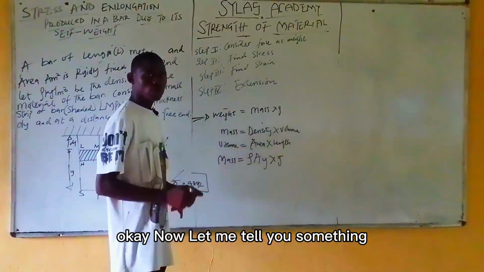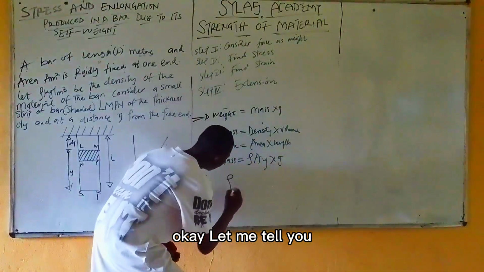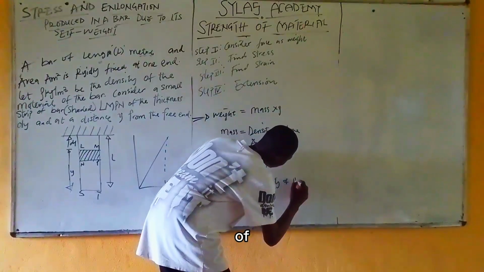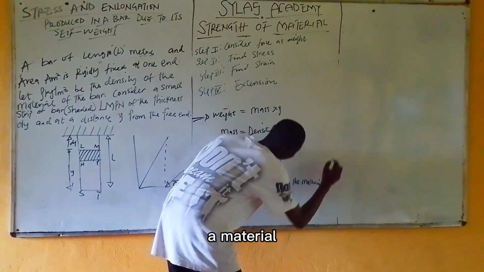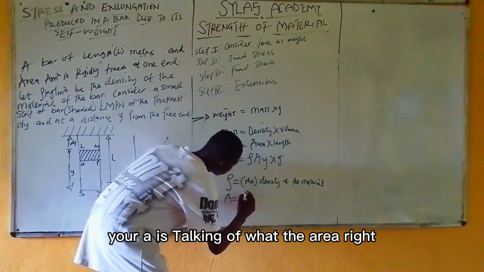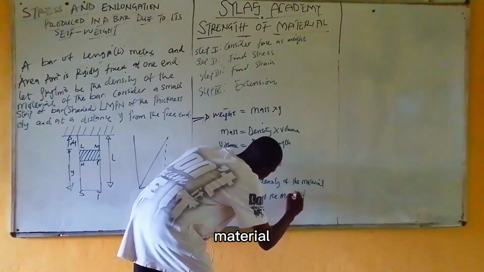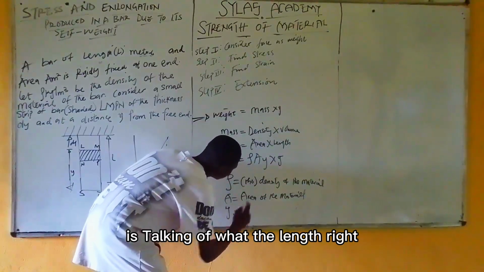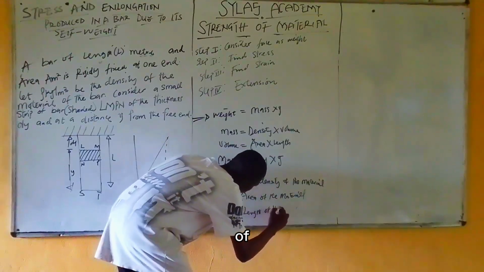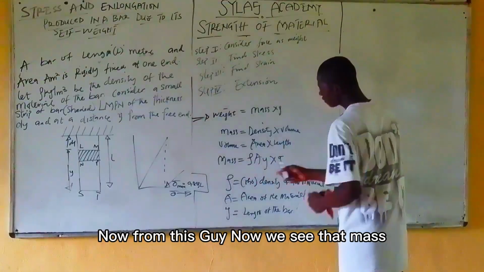Now let me tell you what rho A y means. Rho is the density of the material, A is the area of the material, and y is the length of the bar.